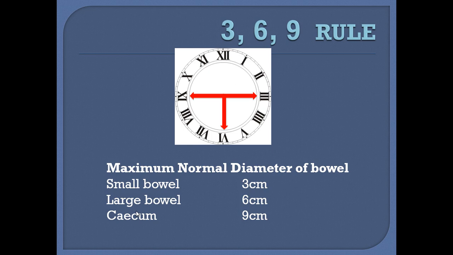We frequently use 369 pattern as it is very easy to remember. Small bowel diameter is usually 3 cm, large bowel 6 cm, and cecum can maximally expand up to 9 cm, and beyond that limit there is a risk of perforation.